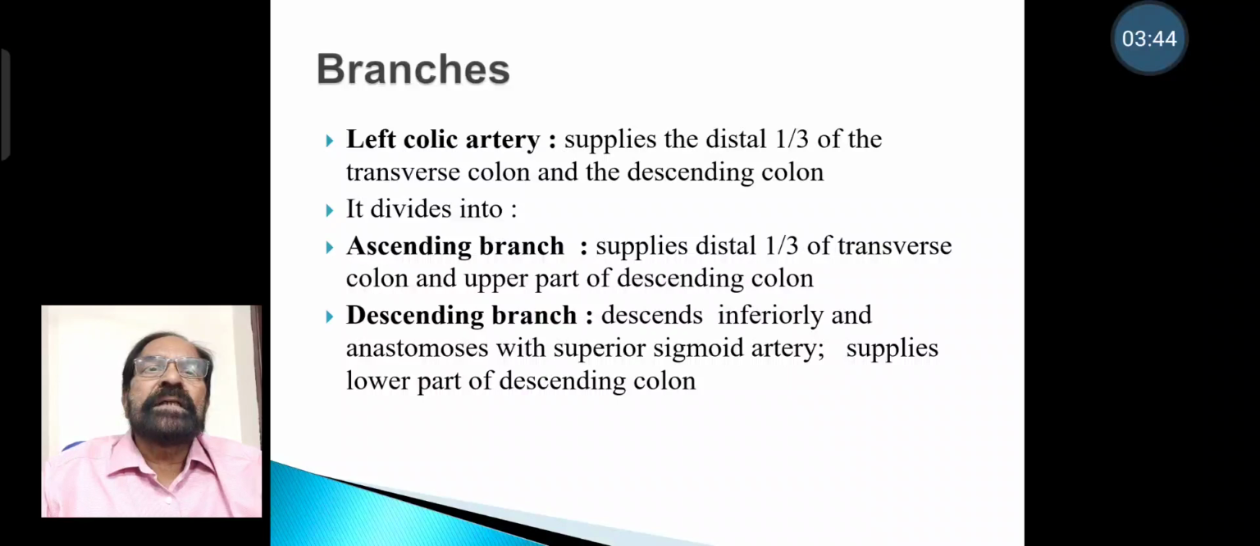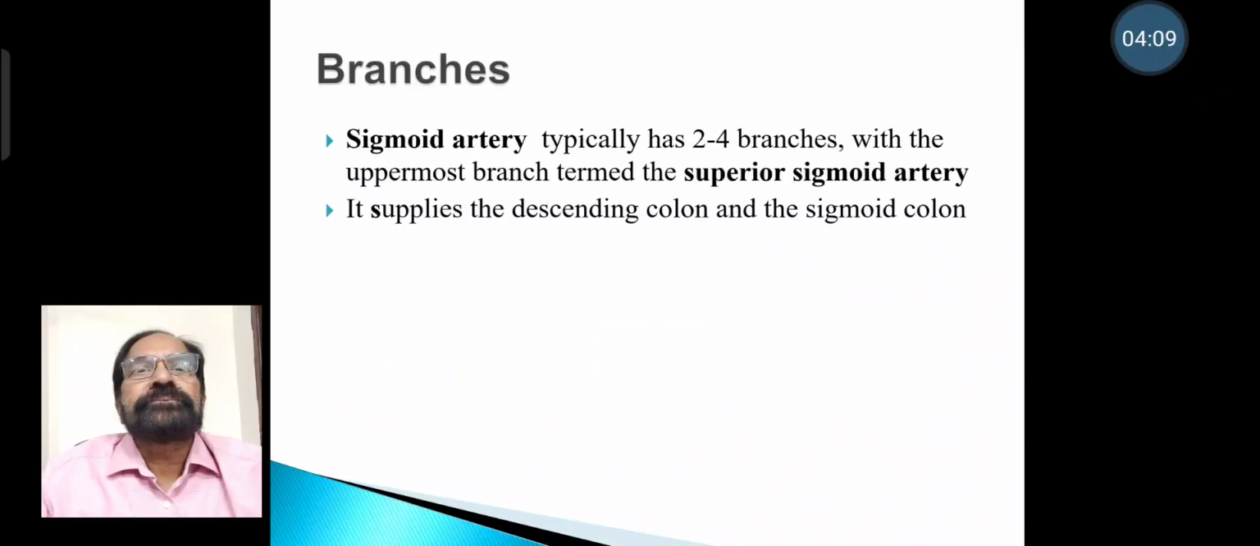Left colic artery supplies distal 1/3 of the transverse colon and descending colon. It divides into an ascending branch, which supplies distal 1/3 of the transverse colon and upper part of descending colon. The descending branch descends inferiorly and anastomoses with superior sigmoidal artery, supplying lower part of descending colon. Sigmoidal arteries typically have 2 to 4 branches, with the uppermost branch termed the superior sigmoidal artery. It supplies the descending colon and the sigmoid colon.